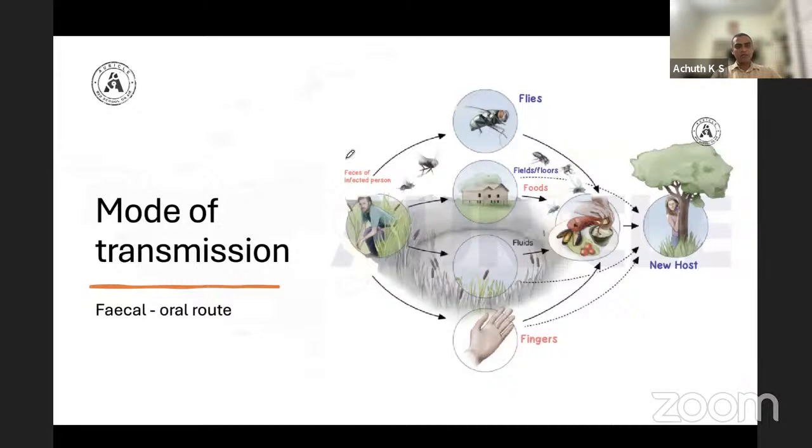How is it transmitted? That is completely fecal oral route. In between, you might have hundreds of transmitters like flies, food, floors, fluids, fingers, improper hand washing. All these can lead to development of diarrheal diseases from one to other.